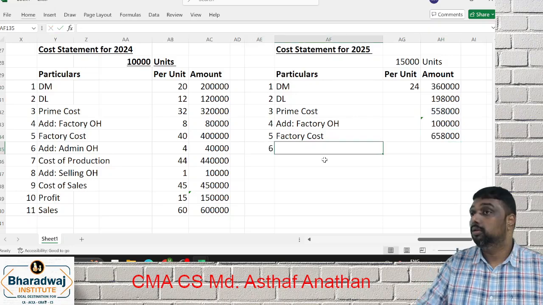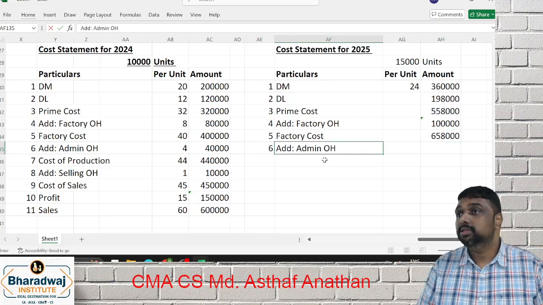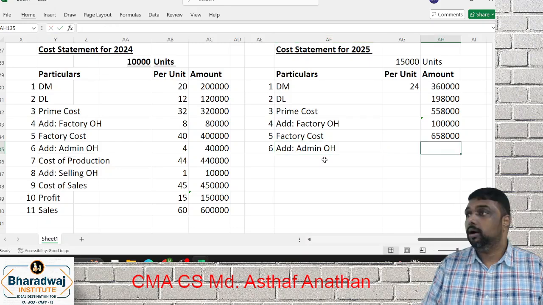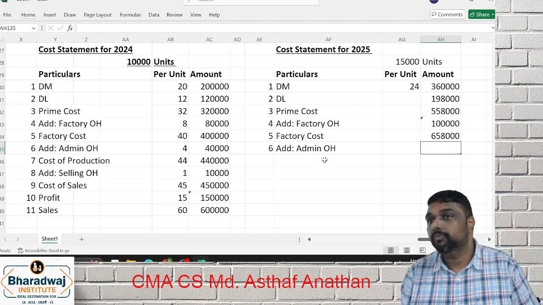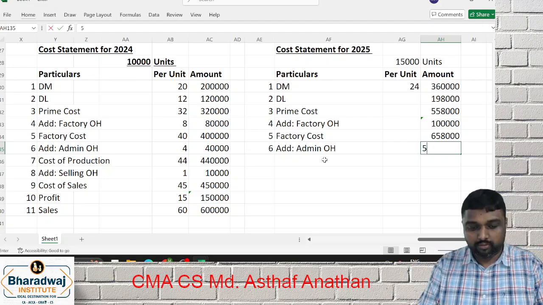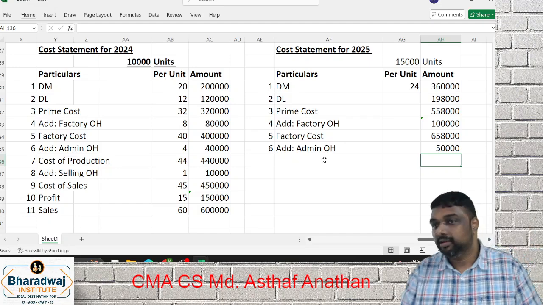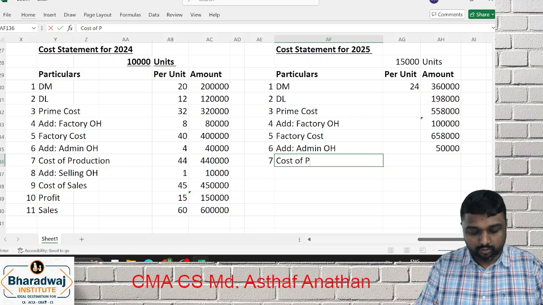Now what you have to do? Add admin overhead. What is admin overhead? Same thing. 20 is 10, and what will it be for 15? What will come? So you will get what? 50,000. Correct? Is it 50,000? Good. So this is what is called cost of production.